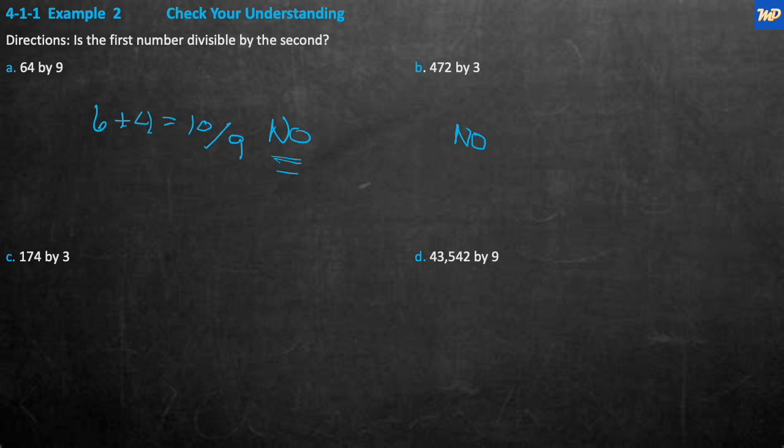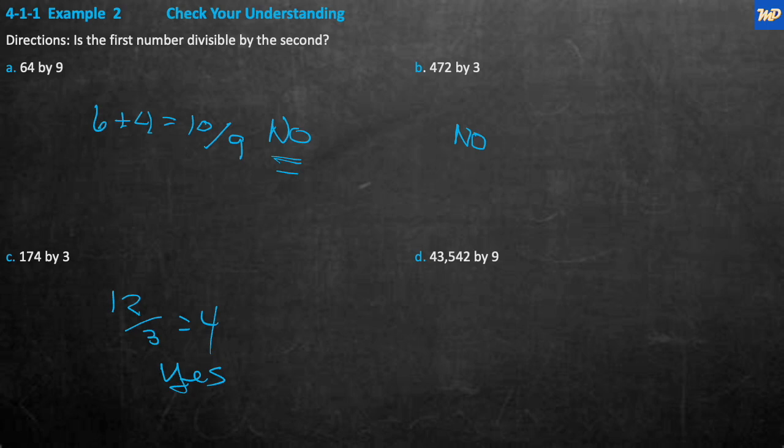How about here on C? Is 174 divisible by 3? So 1 and 7 is 8, and 8 and 4 is 12. And is 12 divisible by 3? 12 is divisible by 3, and that happens to be 4, so the answer is yes. Y-E-S for this.